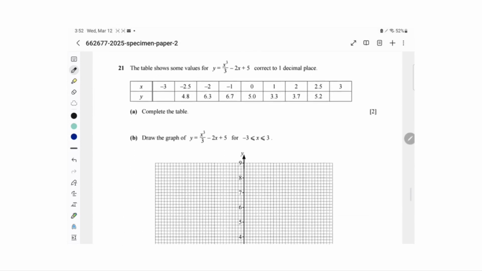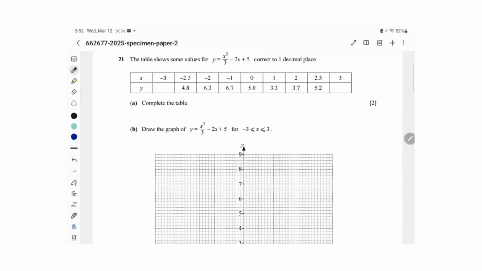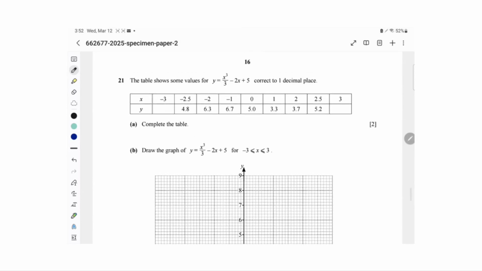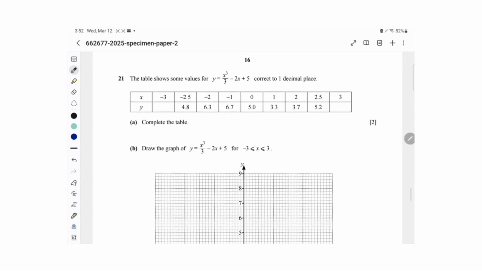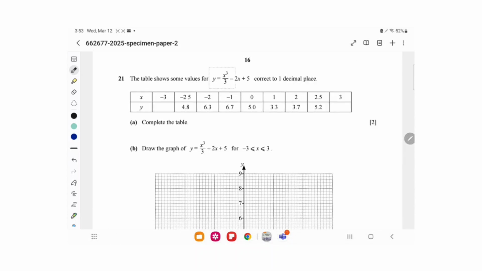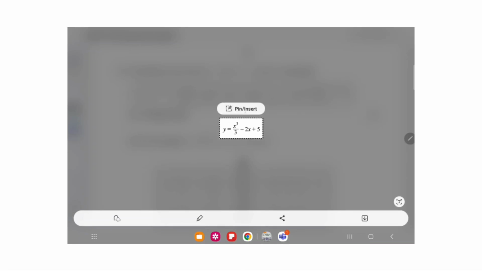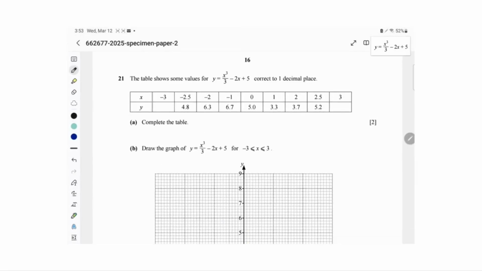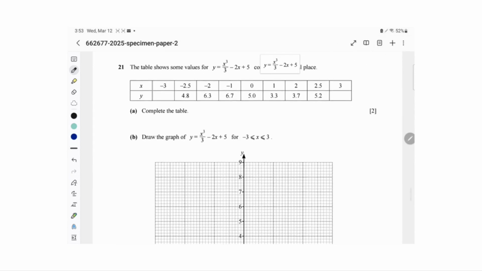Okay, now the question number 21. We have a graph of x cubed upon 3 minus 2x plus 5, correct to one decimal place. So here find out the values at minus 3 and positive 3 for x cubed upon 3 minus 2x plus 5. Take the value for minus 3 and for positive 3 with the help of the calculator, or you can make the table also, but you just want one or two values, so it's enough to just substitute the value. That's easier here. So here, calculator.